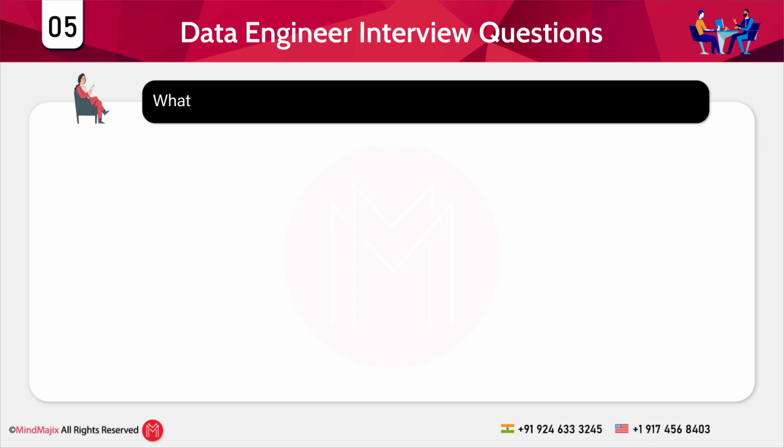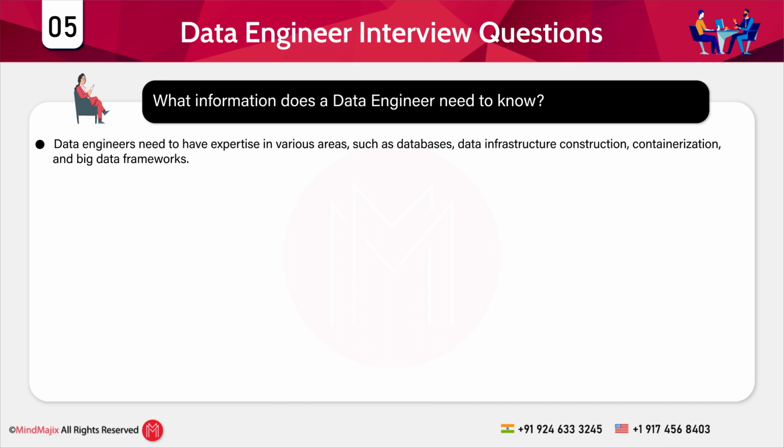The next question is, what information does a data engineer need to know? This question talks about the skills that are important for a data engineer. Data engineers need to have expertise in various areas such as databases, data infrastructure construction, containerization, and big data frameworks. The ideal candidate also needs hands-on experience with technologies such as Hadoop, Scala, HPCC, MapReduce, RapidMiner, Cloudera, SAS, SPSS, R, Python, Kubernetes, Docker, Pig, Hive, Spark, and so on.